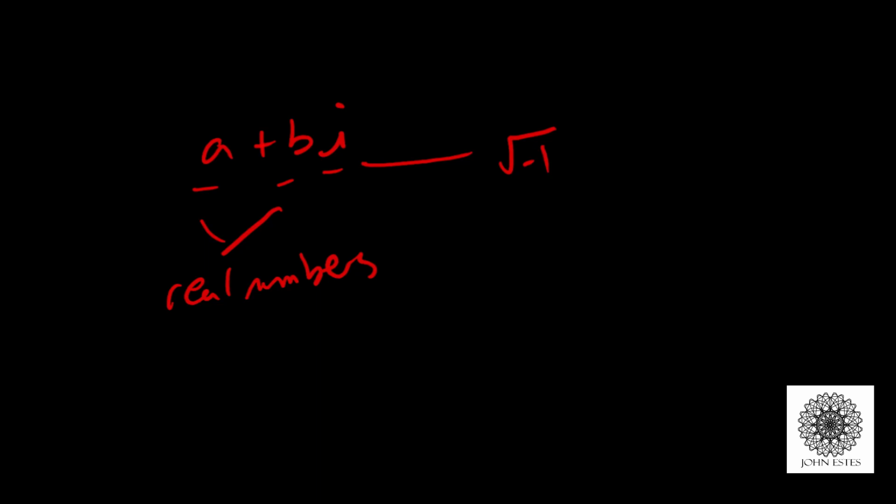Now, sometimes this leads people to believe that these things don't exist, and in fact, i is called the imaginary unit. But they do exist. They just don't get measured or counted. But in physical systems, they do show up a lot.